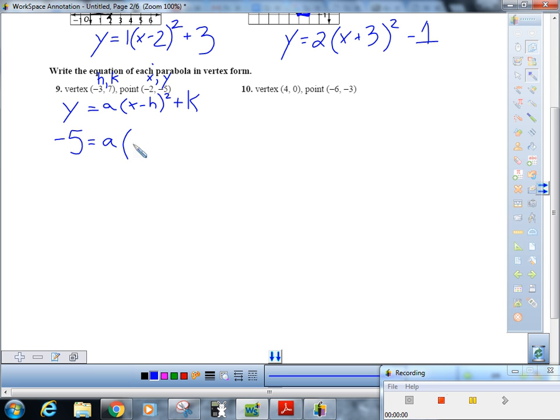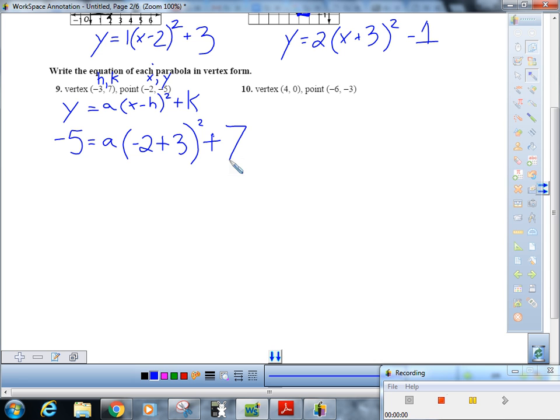So negative 5 equals a times x, which is negative 2. H is minus 3, so I'm going to put a minus on negative, and that's going to turn into a plus. Do you understand how I got that? Squared. And then k is a positive 7, so I put a plus 7 there. That's the hardest part of this problem. Does everybody understand how I filled all those variables in?